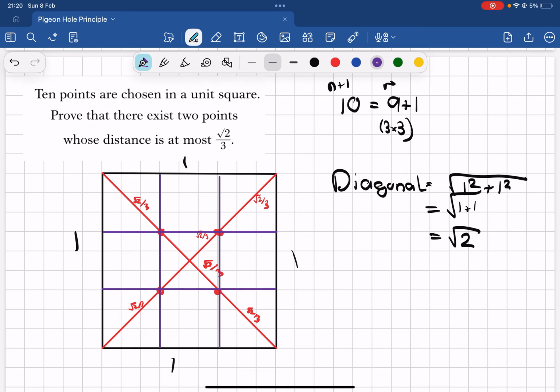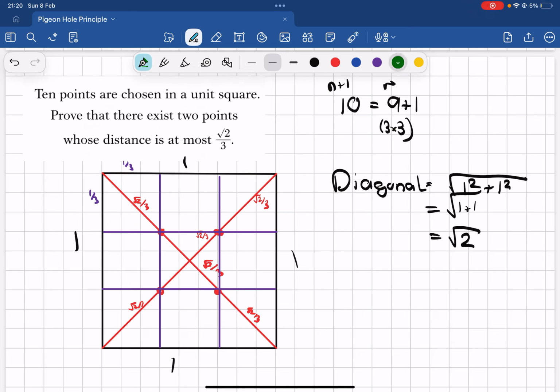Okay, so we've broken our square into 9 smaller squares of side length a third. Let's just write that in, a third there, a third there. And the diagonal of each of these smaller squares is root 2 over 3. Right, we're moving somewhere, lads. Now, 9 boxes, 10 points. Right, this is really easy now.